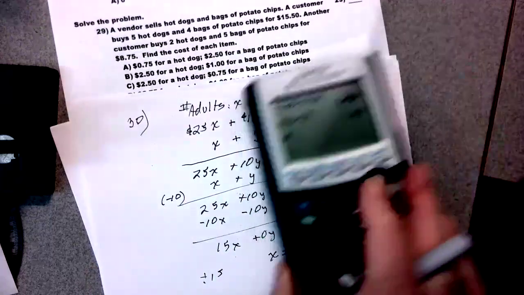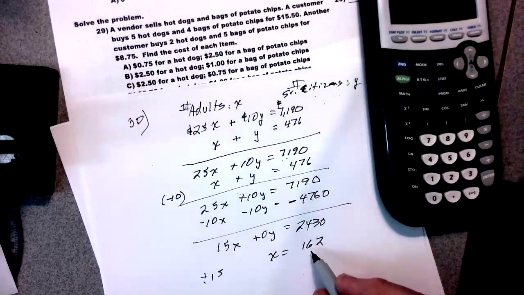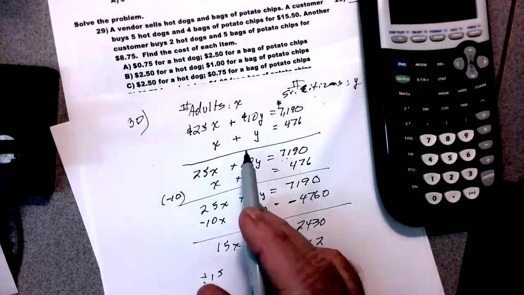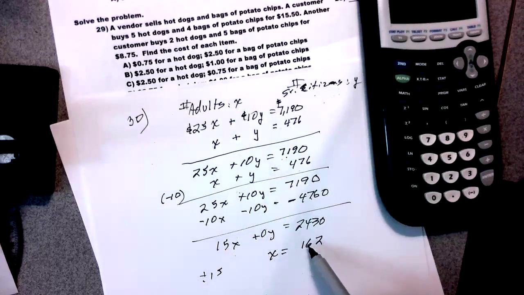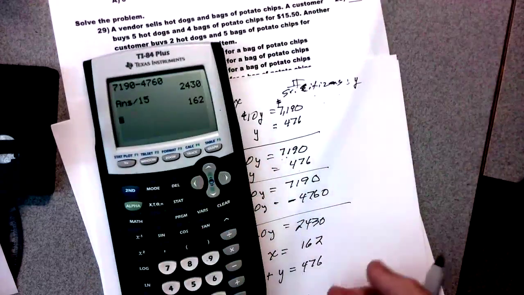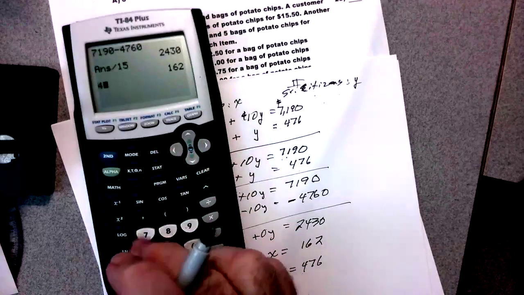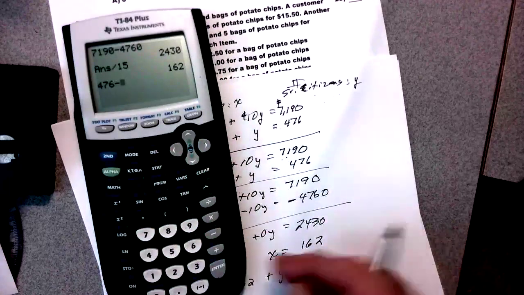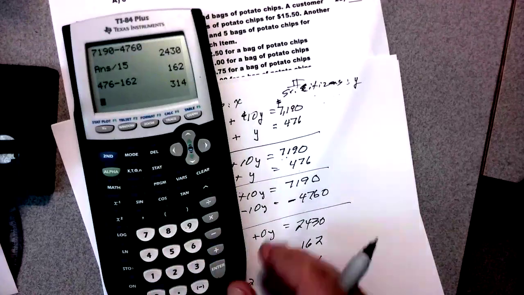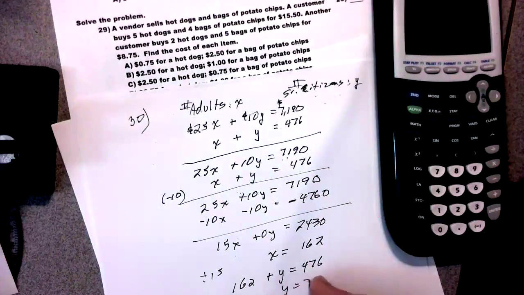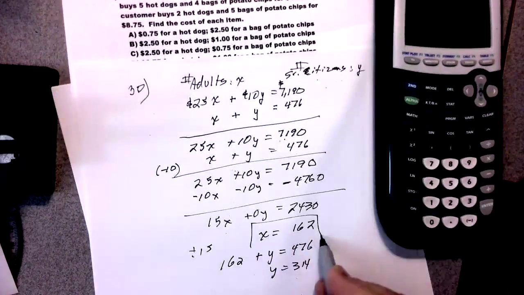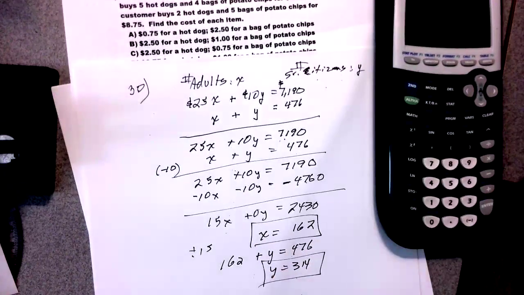Now, what do I conclude from that? One possible solution would be that there are 162 adults. Well, if there are 162 adults, how many senior citizens were there? You just substitute back. This is a simple subtraction: 476 minus 162, and that gives me 314. So I think that these are my numbers: 162 adults, 314 senior citizens.